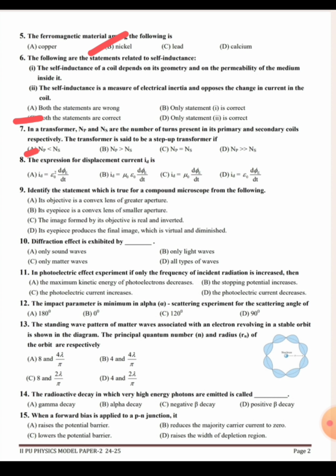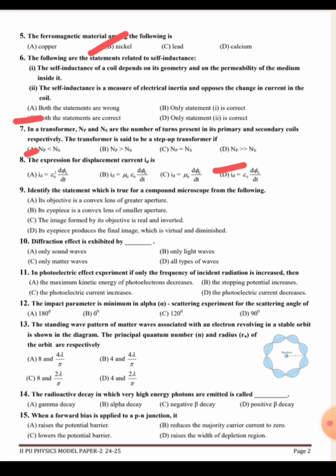So that's why electric flux terms come into the picture, and hence here we have to use electric permittivity, that is epsilon naught. So it is option D. ID is epsilon naught d phi E by dt.